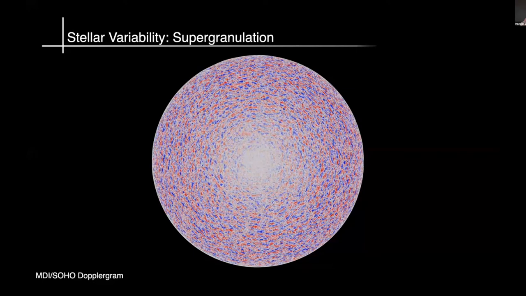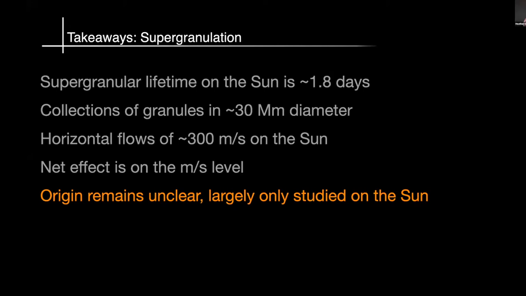But remember, anything that's perpendicular to our line of sight doesn't contribute to our velocities. So because the dominant thing is horizontal at the center, it doesn't have a huge effect. So the net effect is a couple meter per second level here. And the net effect for the granulation was several tens of centimeters per second. So just to kind of put them into perspective.